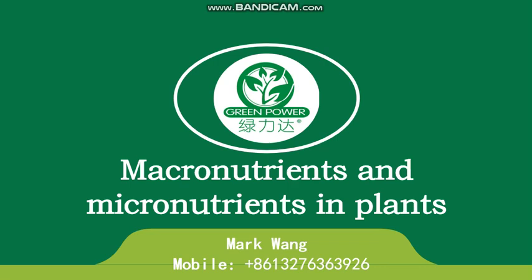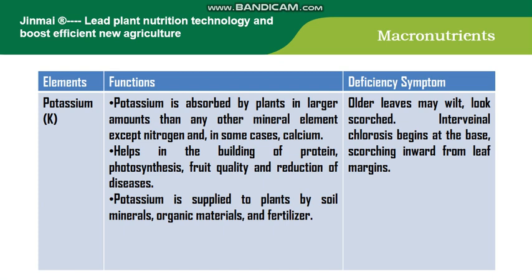Macronutrients and micronutrients in plants. Macronutrients. Elements. Potassium, K, functions. Potassium is absorbed by plants in larger amounts than any other mineral element except nitrogen and, in some cases, calcium. Helps in the building of protein, photosynthesis, fruit quality and reduction of diseases.